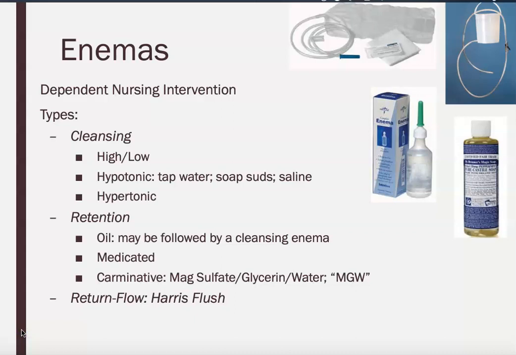Hypotonic enemas are larger volume, about 500 to 1,000 mL of saline or tap water with some Castile soap. These are often called a soap suds enema. They work by distending the colon to get a rapid evacuation of stool, as this stimulates peristalsis. Hypertonic enemas are usually smaller volume, about 90 to 120 mL of a hypertonic solution like sodium phosphate that draws water into the bowel, causing distension and stimulating peristalsis that way.